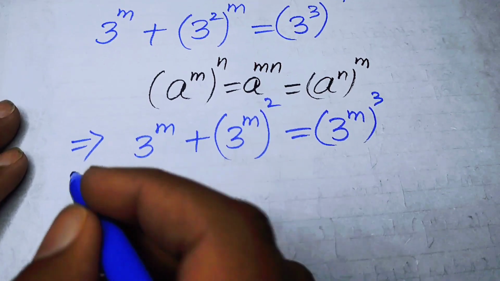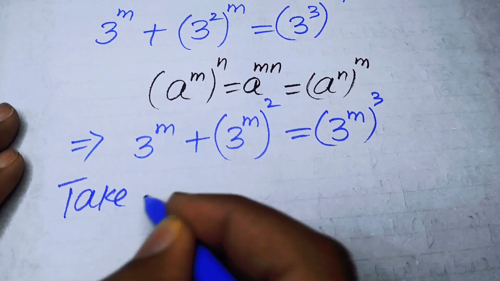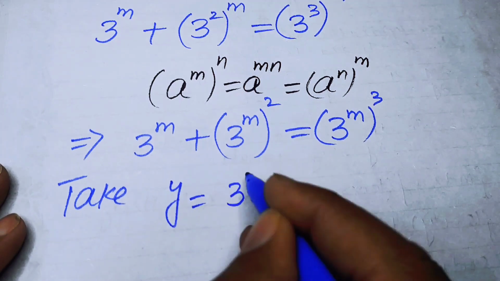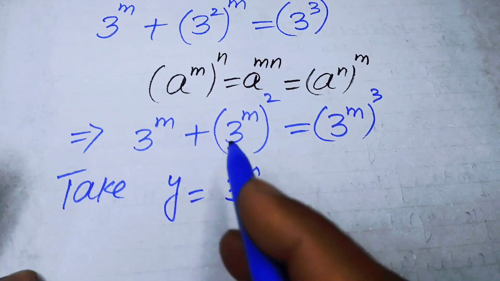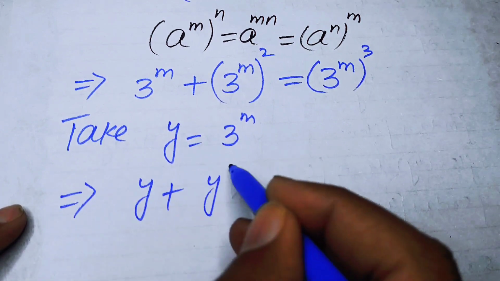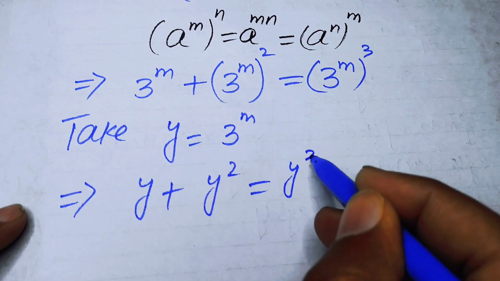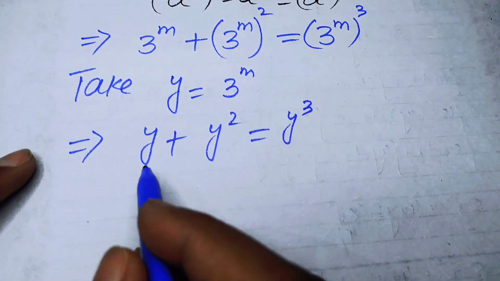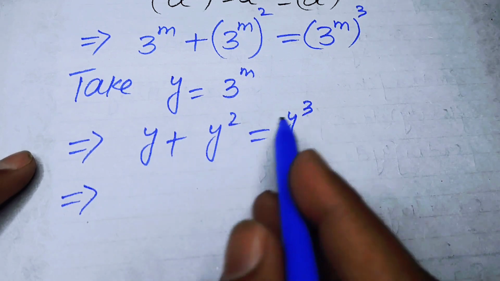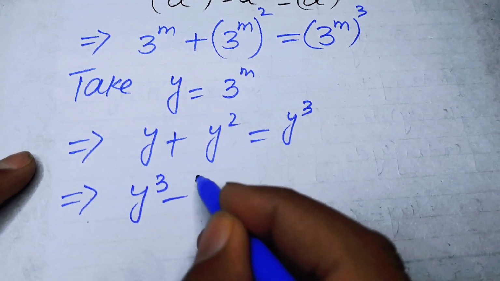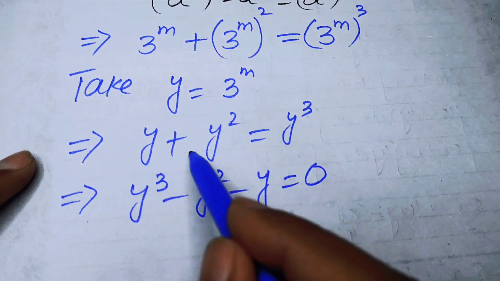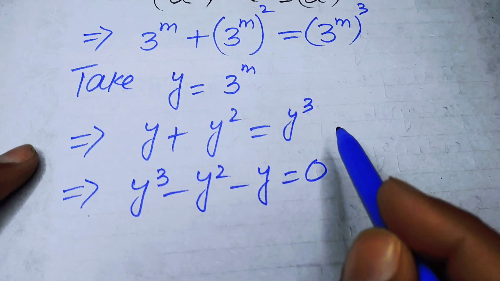So after that we will take y is equal to 3 to the power of m, so that this equation will become in this form: y plus y squared is equal to y cubed. Now we can take all the terms from the left hand side to the right hand side. So when we take this plus y to the right hand side, it will become y cubed minus y squared minus y is equal to 0. We will take these y and y squared to the right hand side.